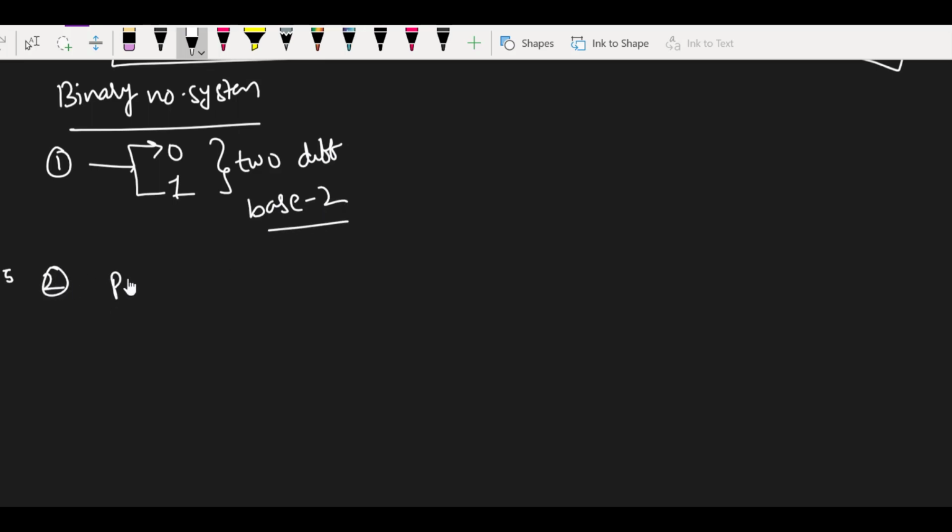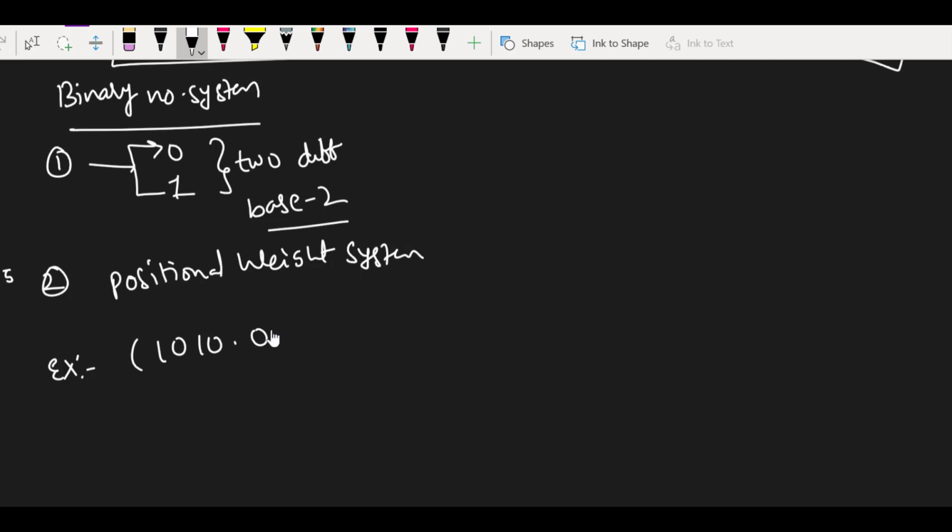It is also a position weighted system. That means the value of any number depends upon where it is located. Let's take a simple example to clarify what is meant by positional weight. Let's take 1010. So you have to write base 2. This base 2 represents that the given number is in binary form.